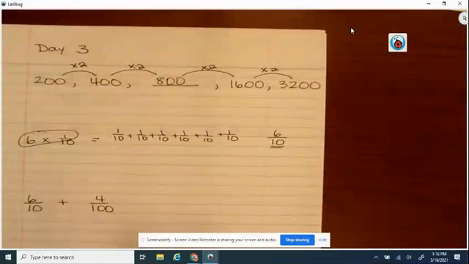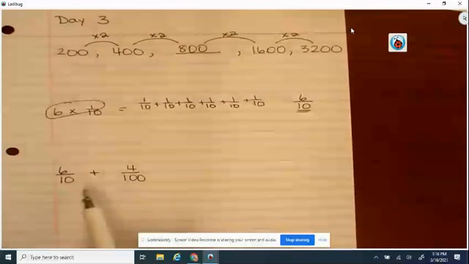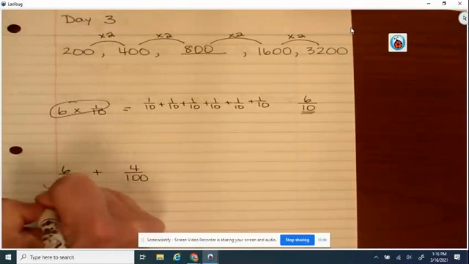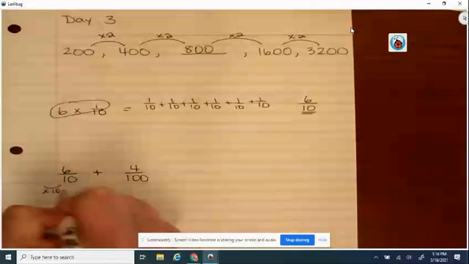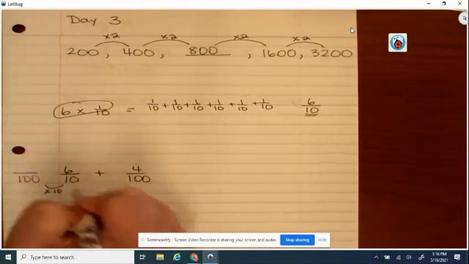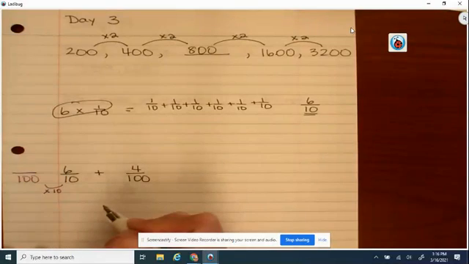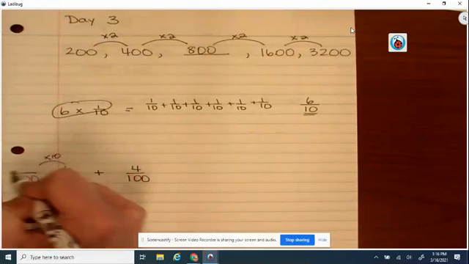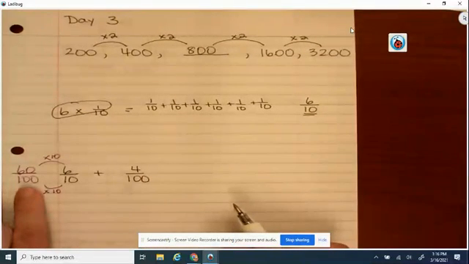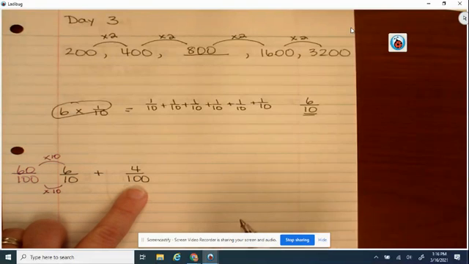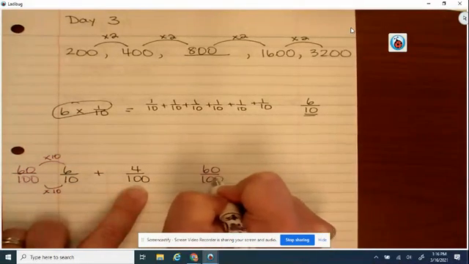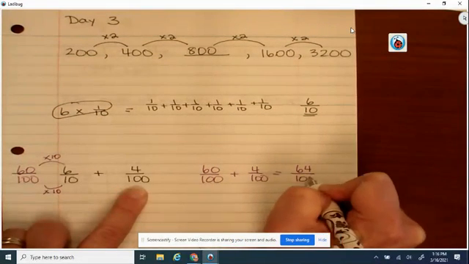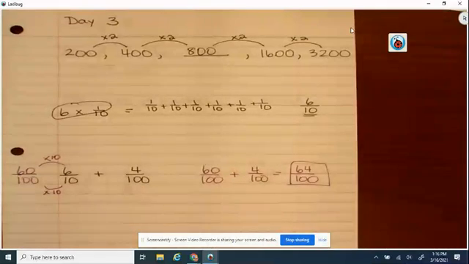And the last one we need to do is adding fractions, but we do not have a common denominator. So what I need to do is I need to change my tenths into 100ths. Okay, we're going to make it into 100ths. So 10 times 10 is going to give me 100. What I do to the bottom, I have to do to the top. So 6 times 10 is 60. So 60 100ths plus 4 100ths is 64 100ths. So that is my final fraction, 64 100ths.